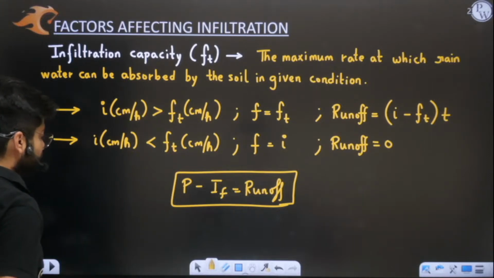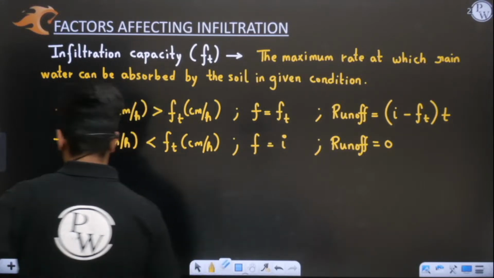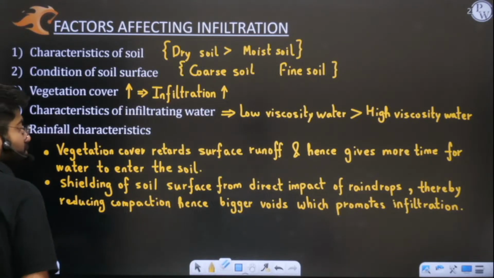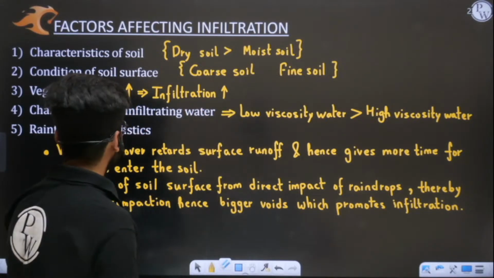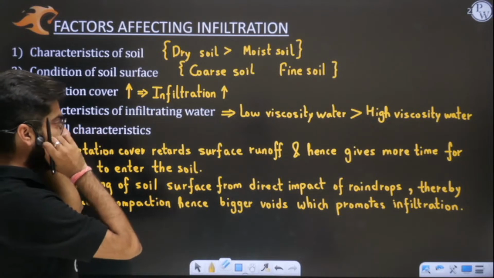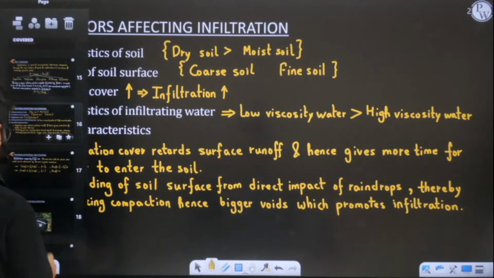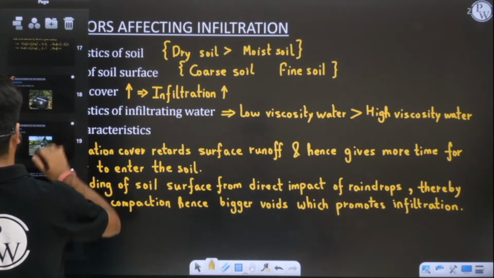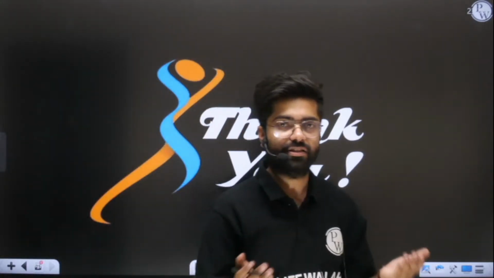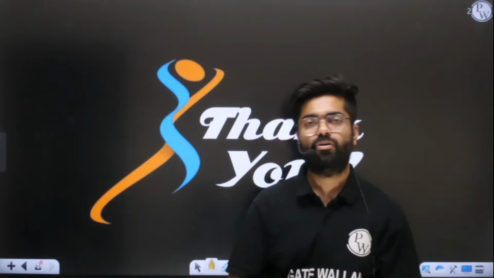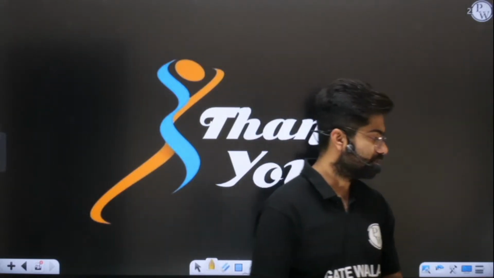We have discussed all the characteristics or factors which are affecting your infiltration. I hope this is very, very clear to you. Tomorrow we'll discuss the measurement part, how to measure infiltration. So low viscosity water will give you more infiltration. I hope this is clear now. We will catch up tomorrow and discuss the remaining topics of infiltration, and then this abstraction from precipitation chapter will be over. After this we'll go on to runoff, then your hydrographs. Like that we'll discuss one by one.